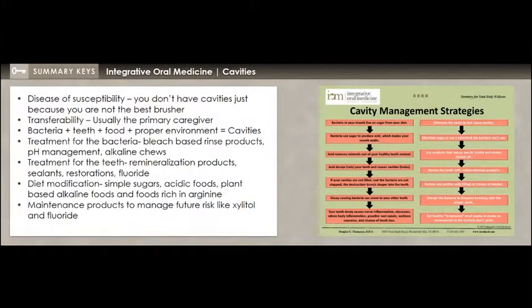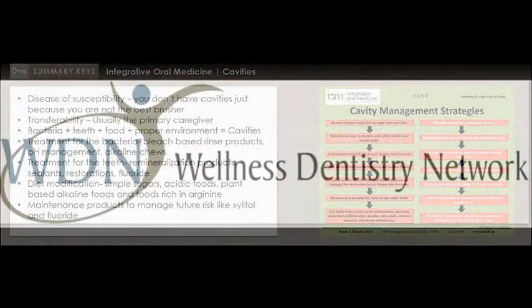A couple things about management strategies for cavities. We know it's a disease of susceptibility, so patients feel a lot less guilty when they learn that, and that there's a transferability issue, and that you need the right environment for cavities, so it's usually an oral imbalance, and that there are rinse systems and chew systems now that we can use to change the alkalinity of somebody's mouth, and we can remineralize the teeth, and we can modify the diet, and I think everybody's aware of that. Easy thing to do. And then there are maintenance products to help manage the disease as well.